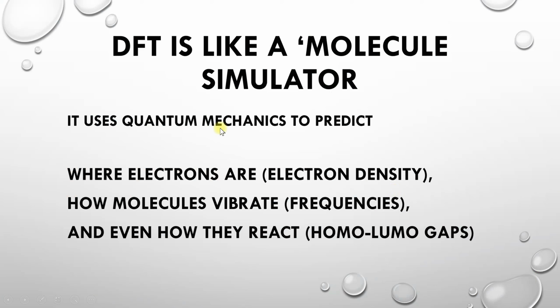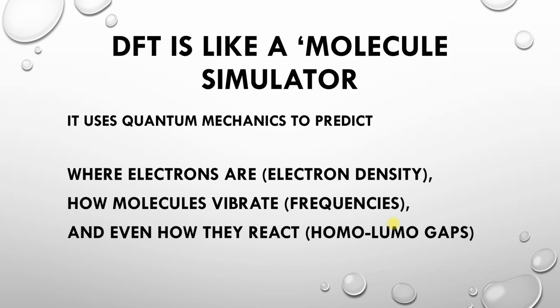So, as I told you earlier, DFT is like a molecular simulator. It uses quantum mechanics to predict. What does it predict? If you have a molecule, where the electrons reside, which means electron density can be calculated. The second thing is how the molecule vibrates, which means you can calculate the frequencies, and even how they react. For reactions, we can calculate HOMO and LUMO.